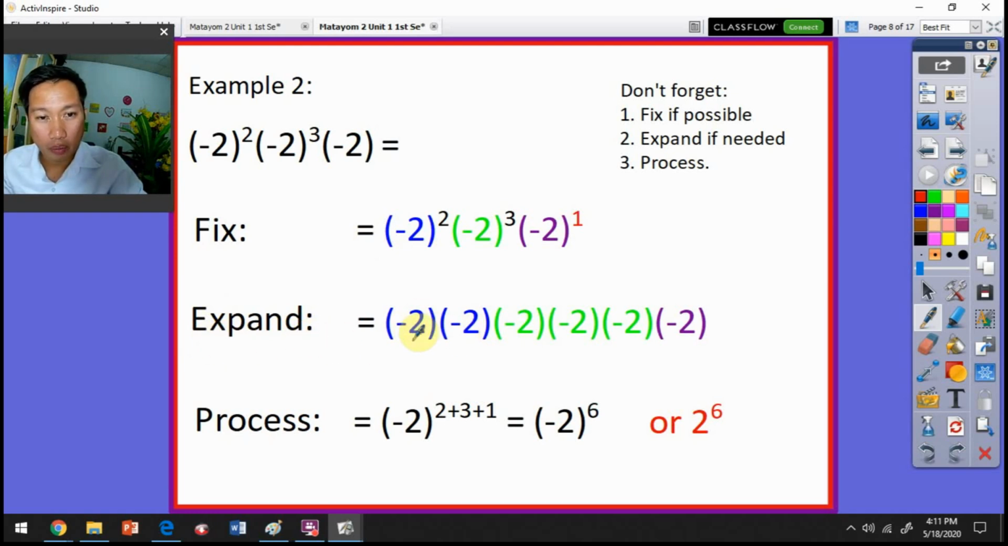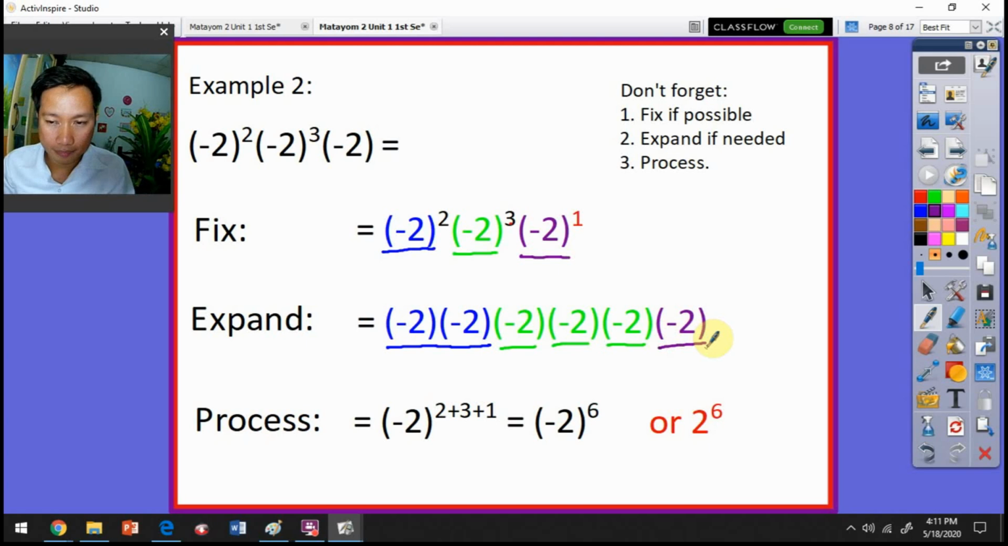Now if you need to expand it, yes, you can expand it. Negative 2 to the power of 2: 1, 2. Negative 2 to the power of 3: 1, 2, 3. Negative 2 to the power of 1: 1. You see there are colors here. Negative 2 is repeated twice, negative 2 is repeated 3 times, and negative 2 is written just once. If you count all the negative 2s together, we have 1, 2, 3, 4, 5, 6.